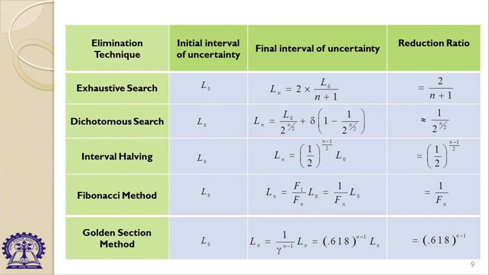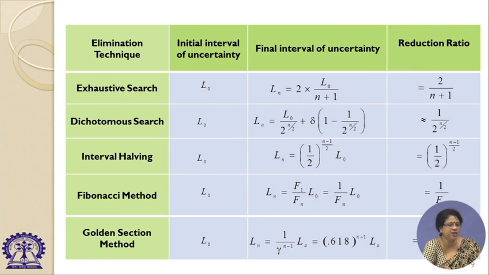Now, if we just see the different elimination techniques, we have covered the exhaustive search, dichotomous search, interval halving, Fibonacci method and golden section method. Let us compare these 5 methodologies. In the initial interval of uncertainty, everywhere it is L naught, and only then can we compare, if this is the same. If the value of the initial interval of uncertainty is increasing, then the situation will be different.